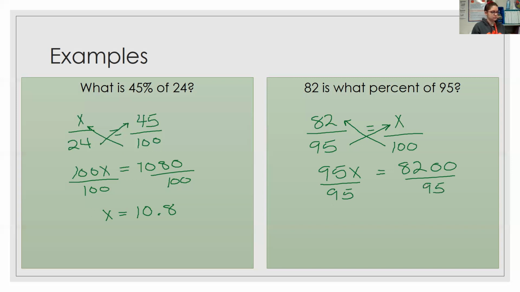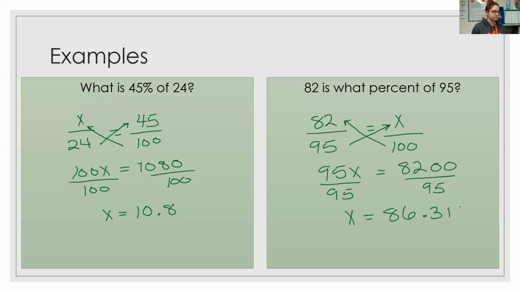And 8200 divided by 95, while I'm typing that in the calculator, x equals 86.3157. I always tend to do 3 decimal places. That's just the way my teachers taught me. So that's what I'm going to do here. You can round at any point along the way.